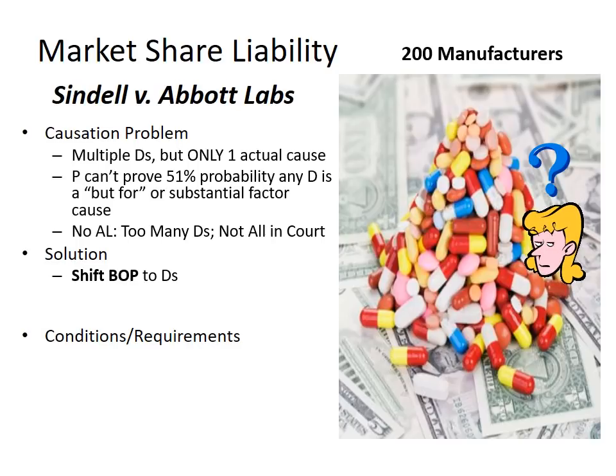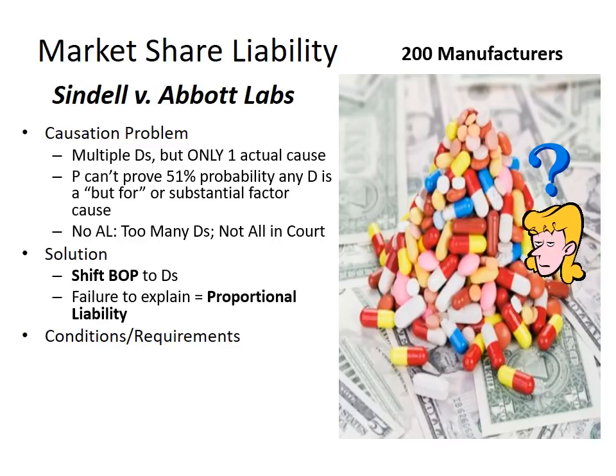Now, the solution is very much similar to alternative liability. It is to shift the burden of proof on the issue of causation from the plaintiff to the defendants and force the defendants to try to exculpate themselves. That is, to force them to try to show that they were not responsible for producing the actual pill that caused the injury. Now, how would you do that?